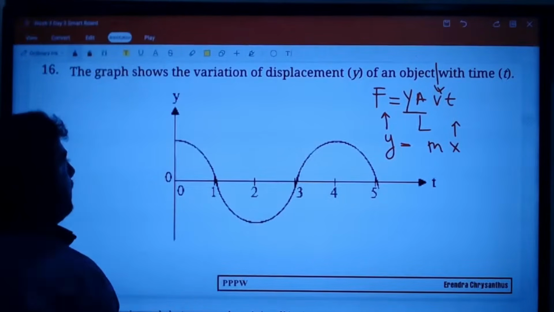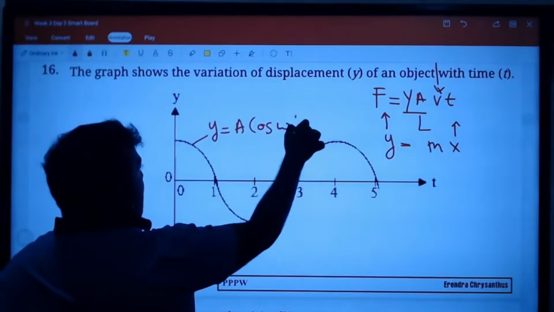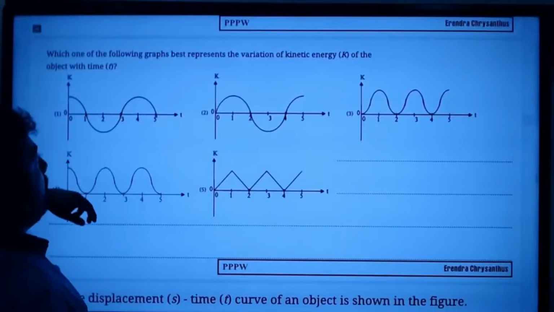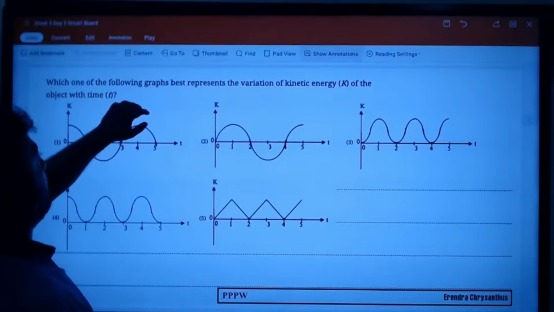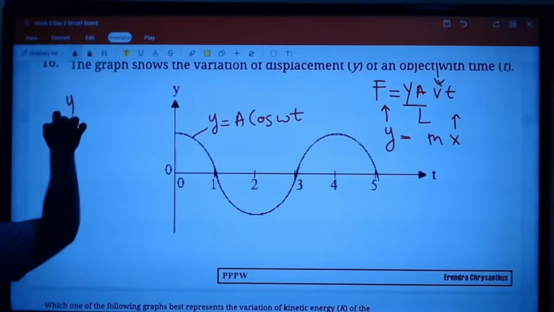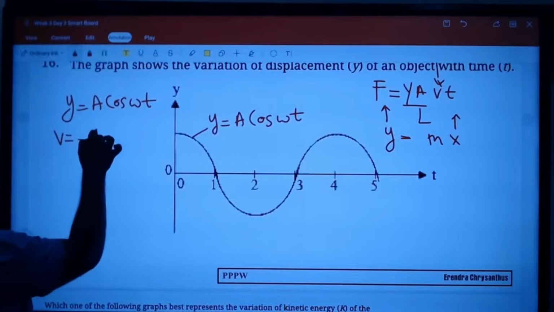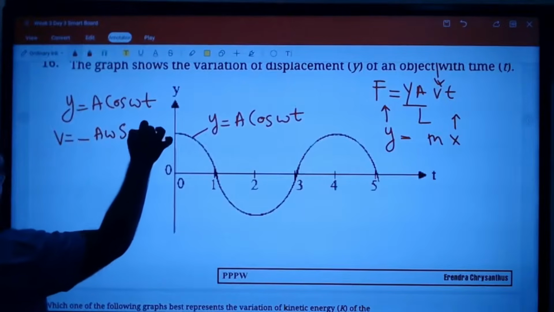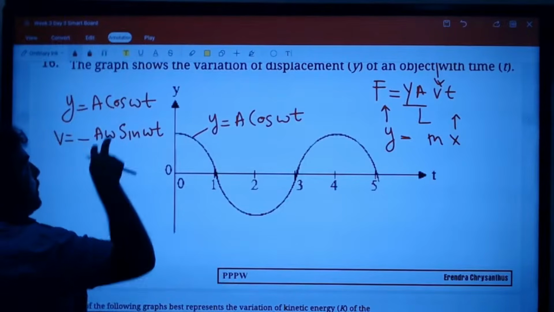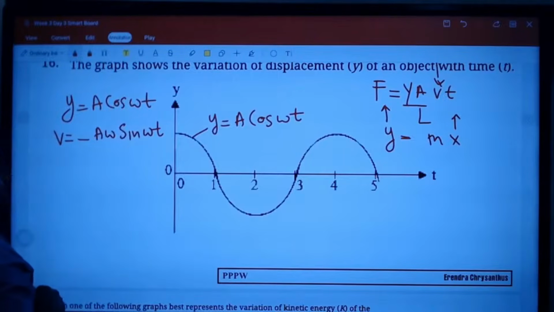Displacement of the object is given, so this graph is of the form y equals A cos omega t. What do they want? Which of the following graphs best represents the velocity or kinetic energy? Now you all know if the displacement graph is cos omega t, the velocity graph is: A comes down, cos becomes sine, minus comes up. A cos omega t becomes minus A omega sin omega t. That's our velocity.